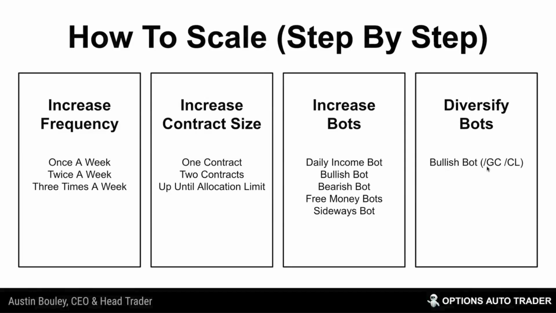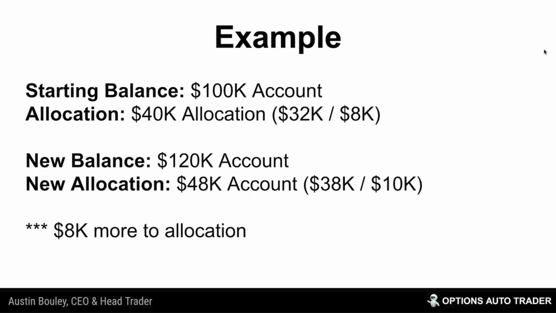Different asset sources, ideally bonds, ideally metals, are going to work very well because those aren't necessarily correlated to the overall market. So again, these are all market bots. These are what we call commodity bots. And again, they'll be diversified with the market. So first off, we increase frequency, increase contract size, then we increase bots, then we diversify bots once we increase bots enough. Here's an example, okay?